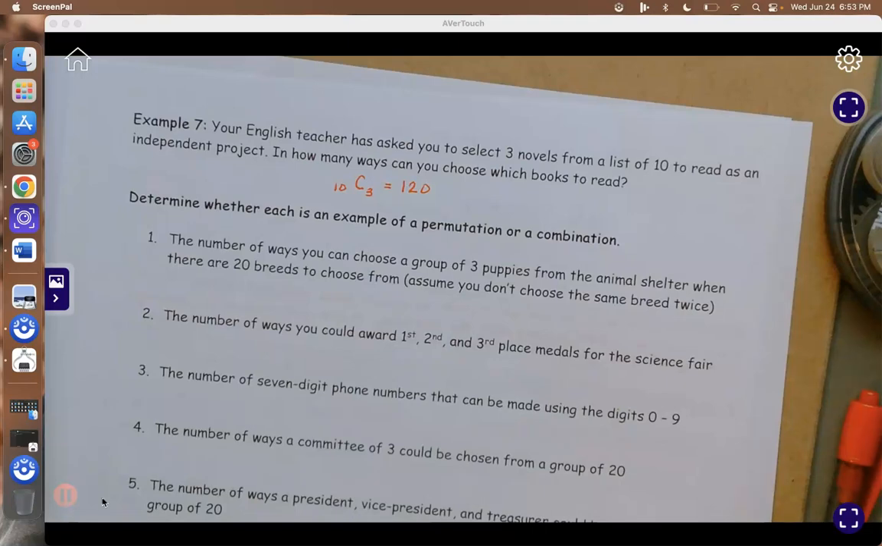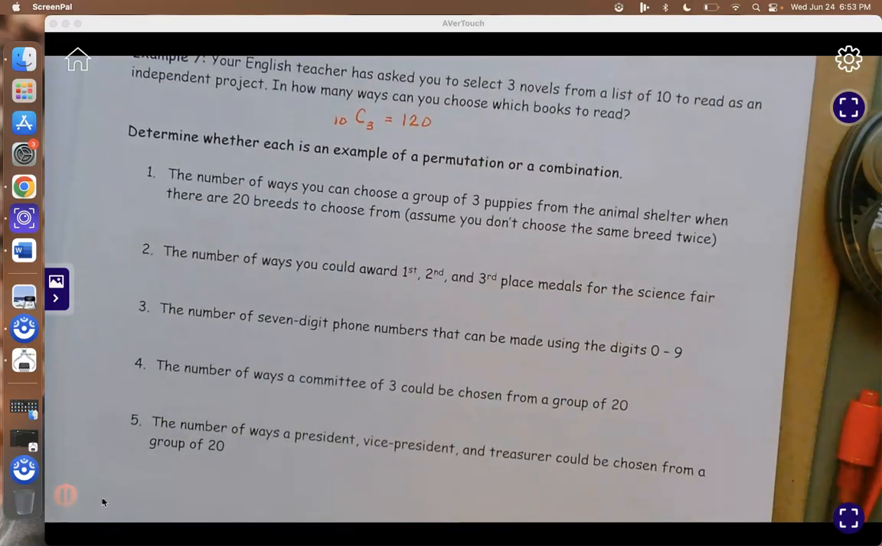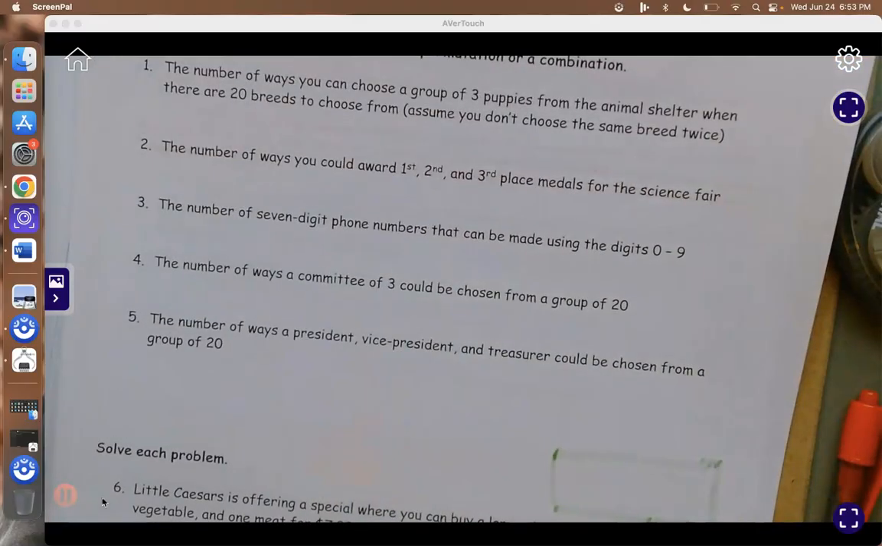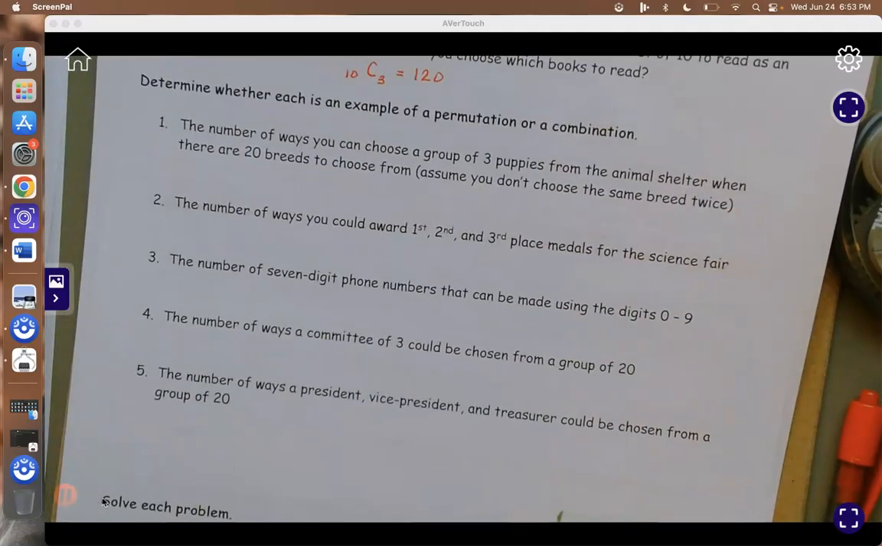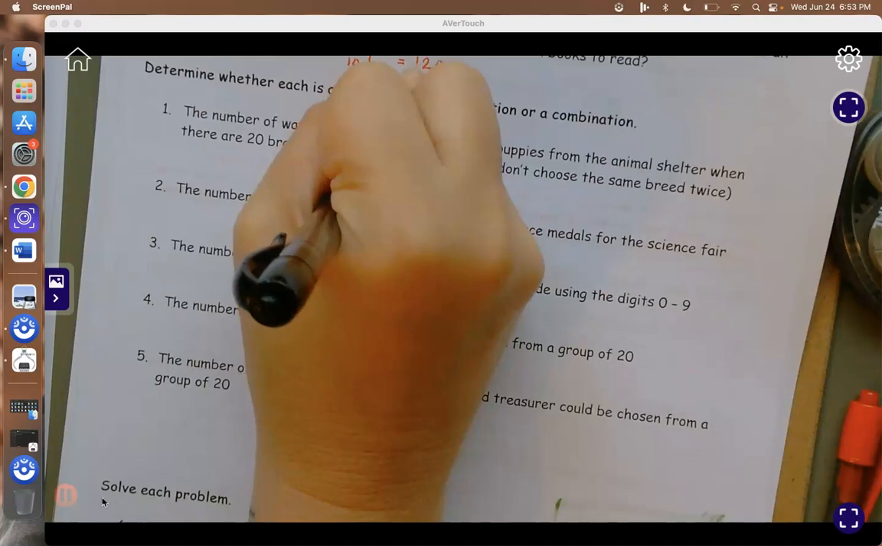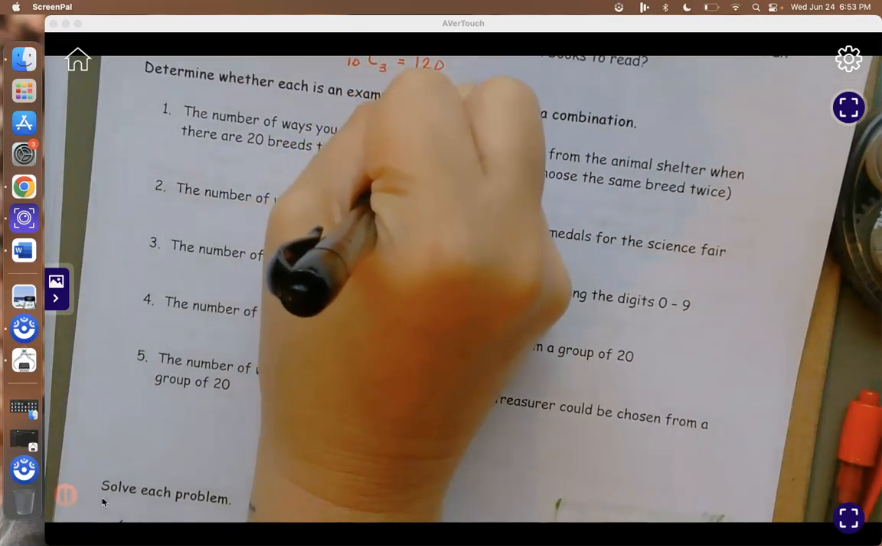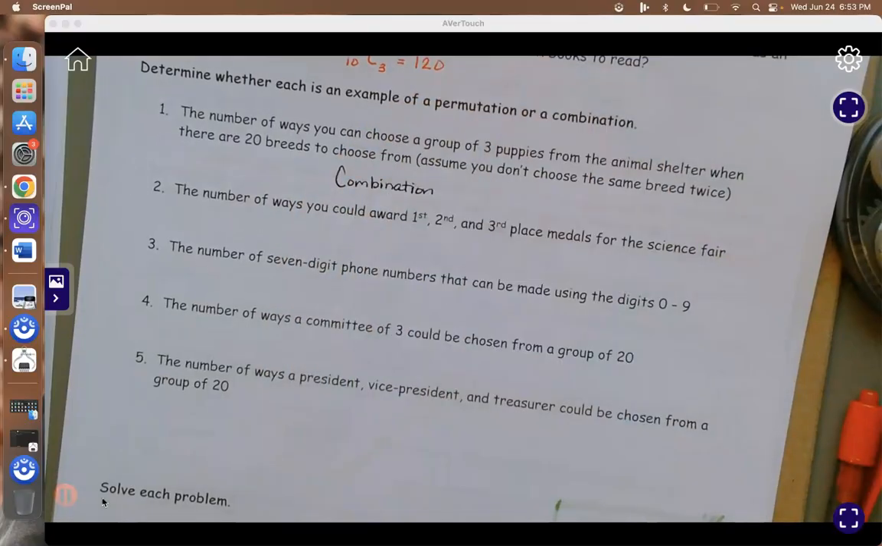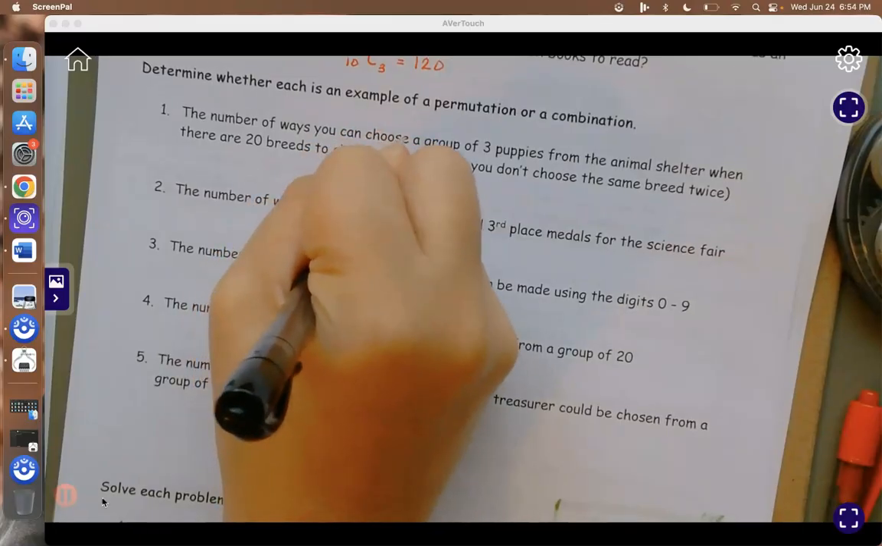Okay, now this next part, we're going to determine whether each is an example of a permutation or a combination. That's all we're going to determine, combination or permutation. So the number of ways you can choose a group of 3 puppies from the animal shelter when there are 20 breeds to choose from. Assume you don't choose the same breed twice. Does it matter who gets picked first? No, just as long as you pick 3. So that's a combination. Number of ways you could award first, second, and third place medals. Yes, that's a competition. So that's a permutation.